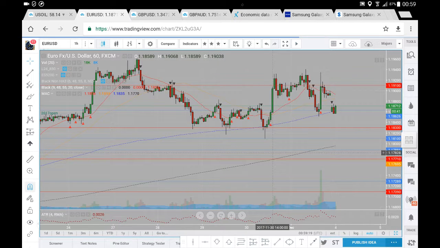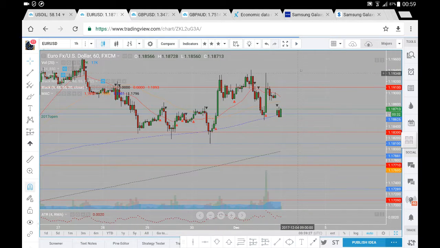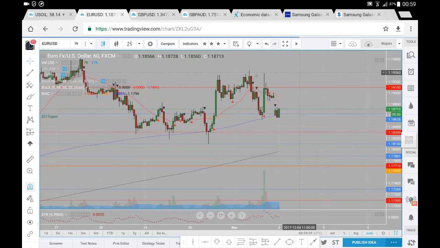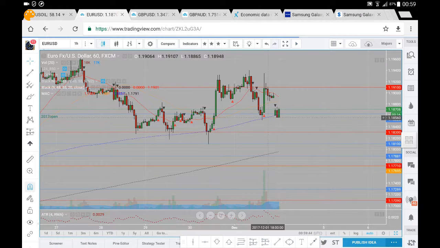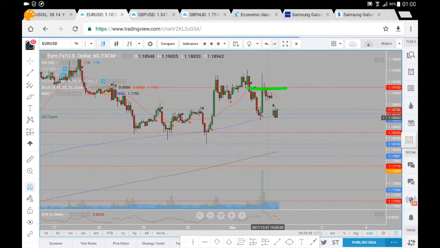So this is the euro dollar analysis for Monday the 4th of December. Now, let's have a look at what happened with prices on the 1st of December. On the 1st of December, we can see here we came up into this region above 1910.